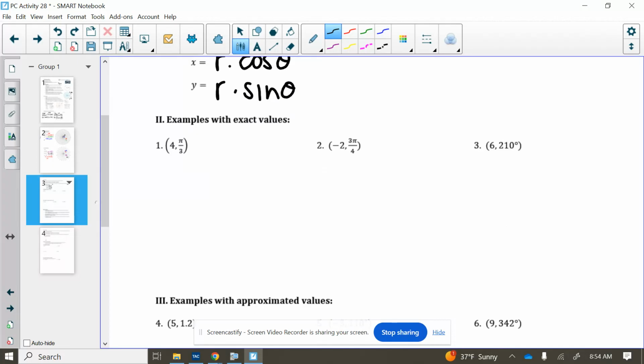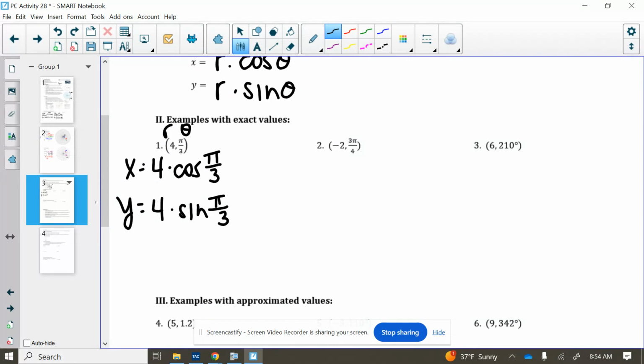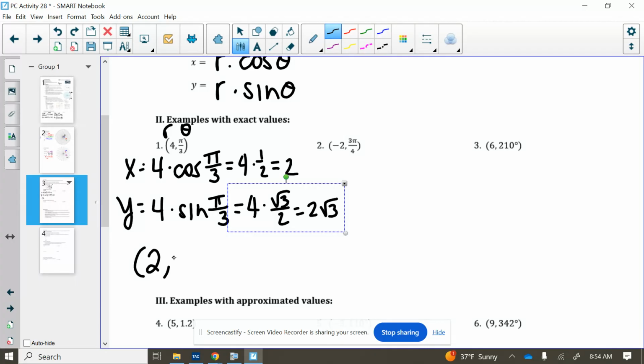So if we have some exact values, think unit circle values, I'm given an r value of 4, a theta value of pi over 3. So to find x, I'm going to take 4 times the cosine of pi over 3. And to find y, I'm going to take 4 times the sine of pi over 3. So if you think unit circle values, the cosine of pi over 3 is positive 1/2. So that's going to give us 2. The sine of pi over 3 is square root of 3 over 2. Which is going to reduce to be 2 square root 3. So our final coordinate would be at 2 comma 2 square root 3.